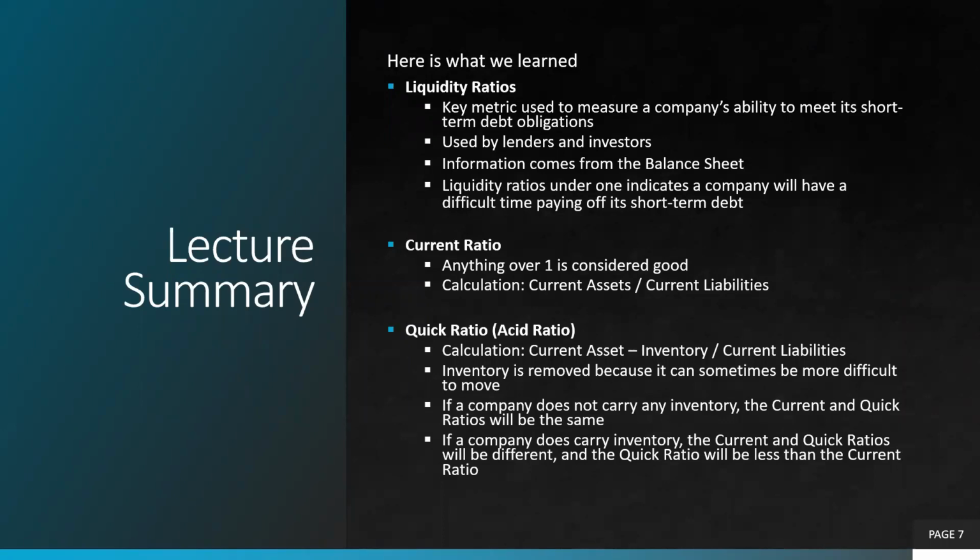So in this lecture, we've learned about liquidity ratios, which is another key metric to measure a company's ability to meet its short-term debt obligations. This is commonly used by lenders and investors. The information comes from the balance sheet. Liquidity ratios under 1 indicate a company will have a difficult time paying off its short-term debt. With the current ratio, anything over 1 is considered good, and the calculation is current assets divided by current liabilities. And the quick ratio is the same calculation, but it minuses out inventory.